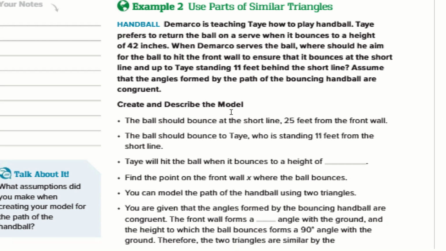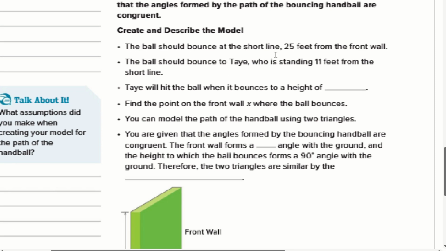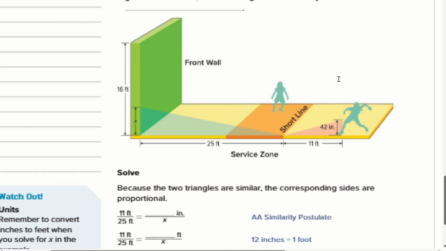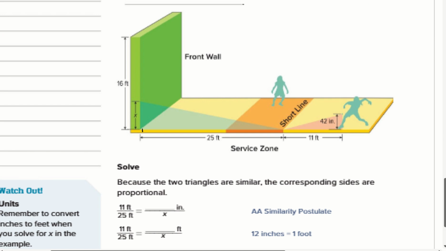Okay, so create and describe the model. First thing, the ball should bounce at the short line, 25 feet from the front wall. So here's the model. This is from the front wall, 25 feet from the front wall. The ball bounces. So we have the ball here, and then it bounces, right?